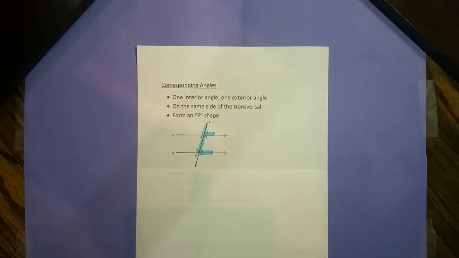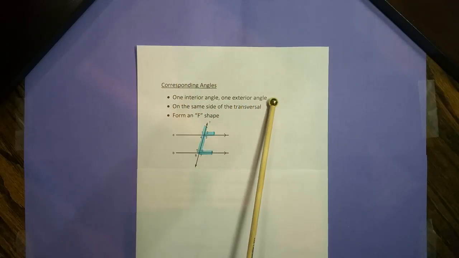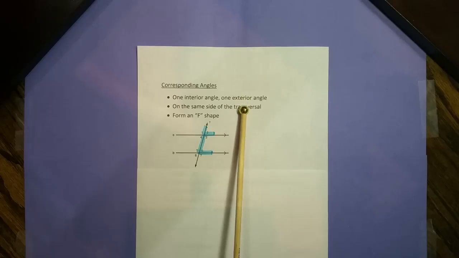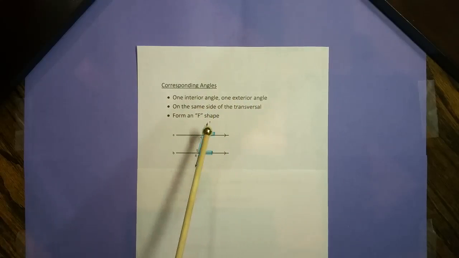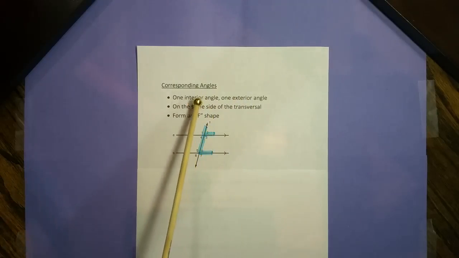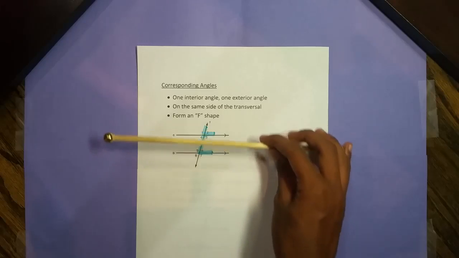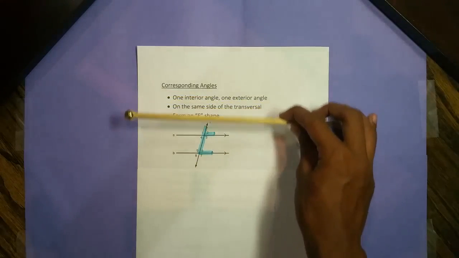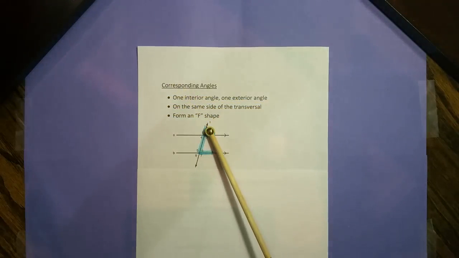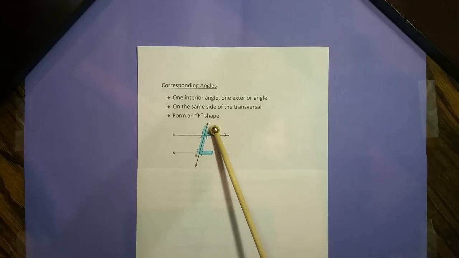Another set of angles are corresponding angles. Their properties are one interior angle and one exterior angle. They are on the same side of the transversal, and they form an F shape. Here we are using angles 2 and 6. They are one interior angle and one exterior angle. When you look at the space between A and B, only angle 6 is inside. Well, if you look from A and up, you see that angle 2 is exterior. So therefore, there is one interior and one exterior angle.